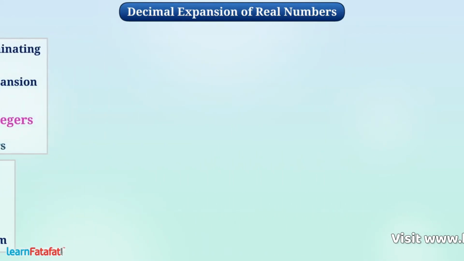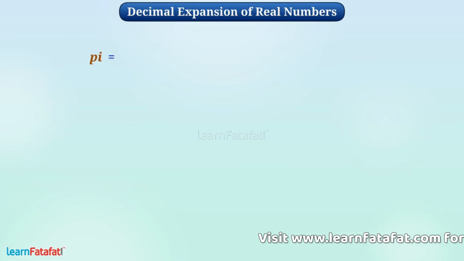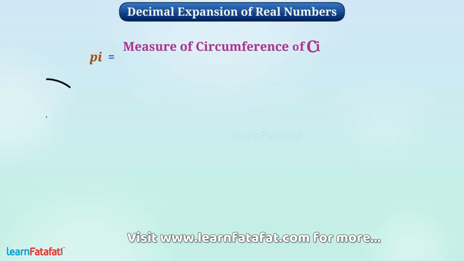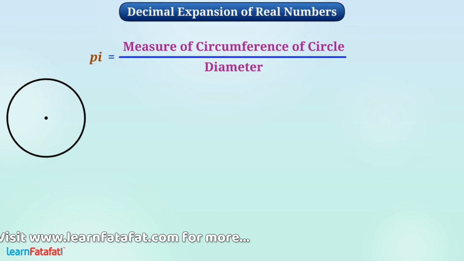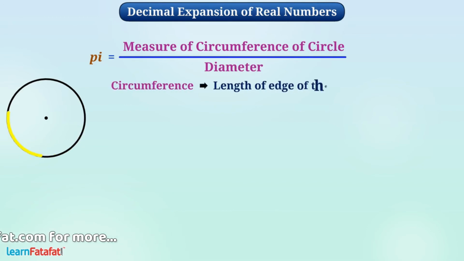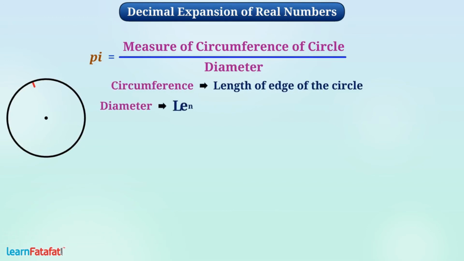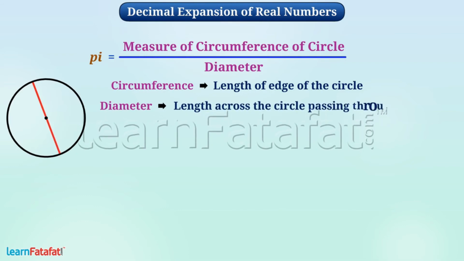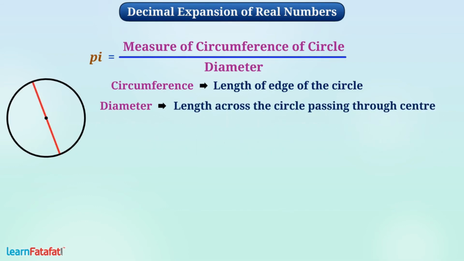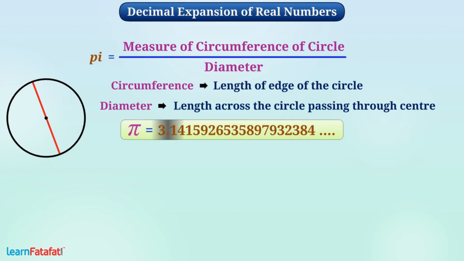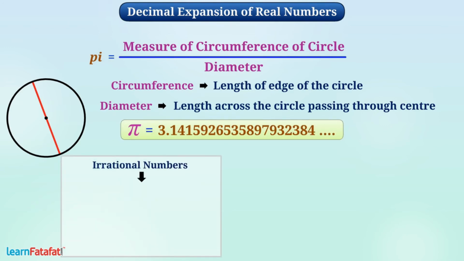Now consider a famous value, pi. Pi is the measure of the circumference of a circle divided by its diameter. Circumference is the length of the edge of the circle and diameter is the length across the circle passing through the center. Independent of how big or small the circle is, the value of pi remains the same. It is an irrational number as we can't express it in P by Q form where P and Q are integers and Q is not equal to 0.